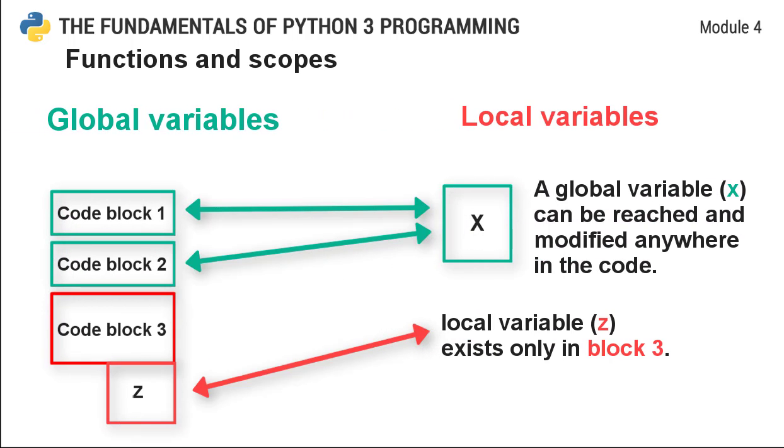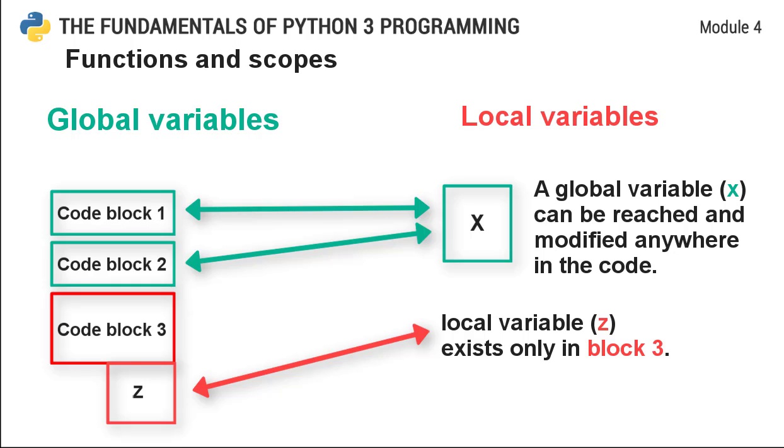There are two types of variables. They can be global and local. Variables can only reach the area in which they are defined, which is called scope. Think of it as the area of code where variables can be used.